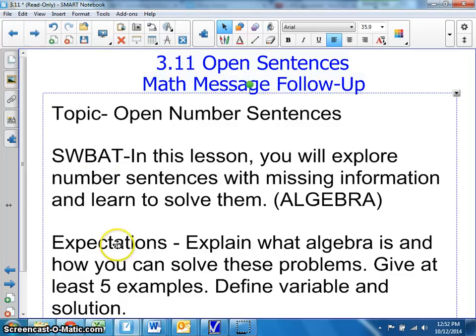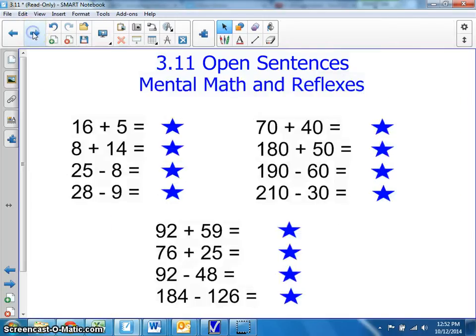So my expectation for your sheet today is to explain what algebra is and how to solve these types of problems. I want you to give at least 5 examples, but I also want you to define what a variable is and what a solution is. Be able to tell me what those things are.